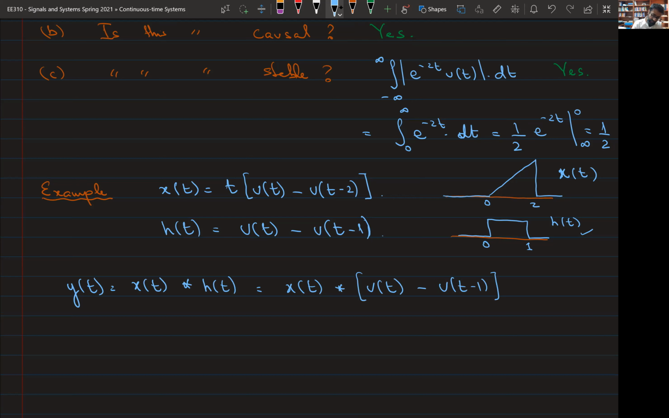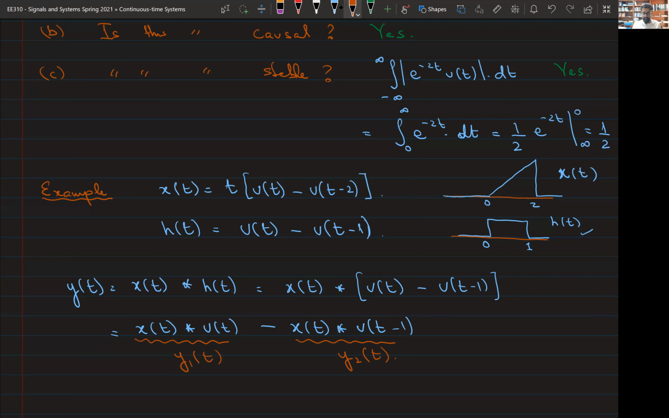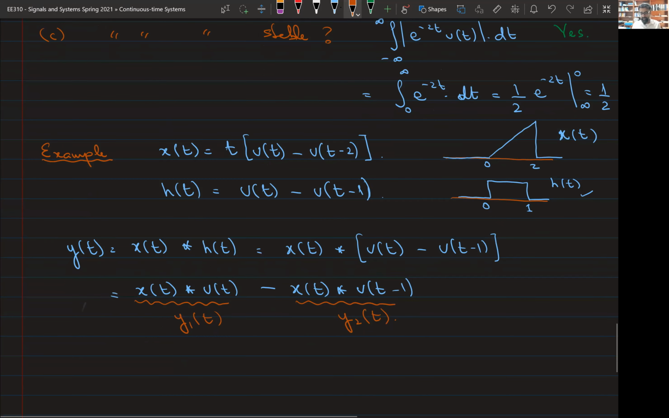Right? By just applying the distributive property, this just says that this is x of t convolved with u of t minus x of t convolved with u of t minus 1. Right? Let me just say that this is y1 of t, and let me just say this is y2 of t. Okay? Let's just compute y1 and y2 separately.